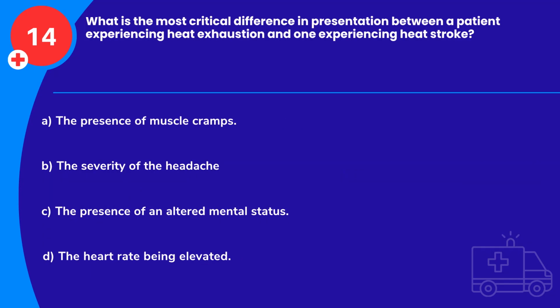Question 14. What is the most critical difference in presentation between a patient experiencing heat exhaustion and one experiencing heat stroke? A. The presence of muscle cramps. B. The severity of the headache. C. The presence of an altered mental status. D. The heart rate being elevated.